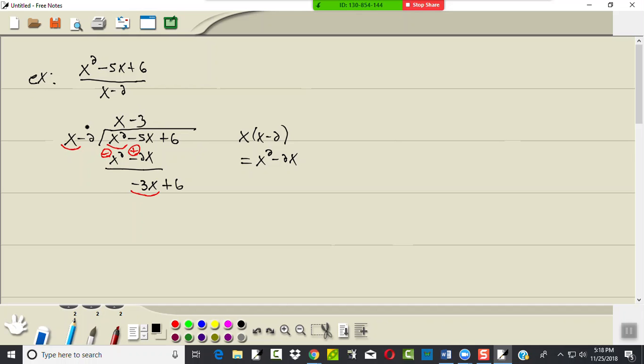Whatever we put up on top, we're going to multiply by what's out in front. So I'll take negative 3 times x minus 2. And that gives us negative 3x. Negative 3 times negative 2 is a positive 6.